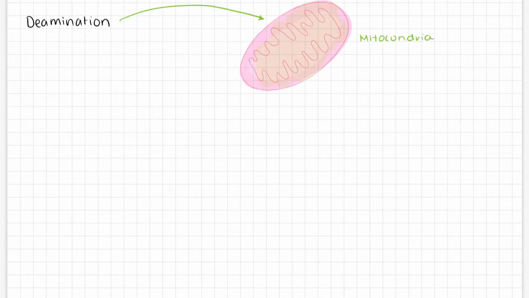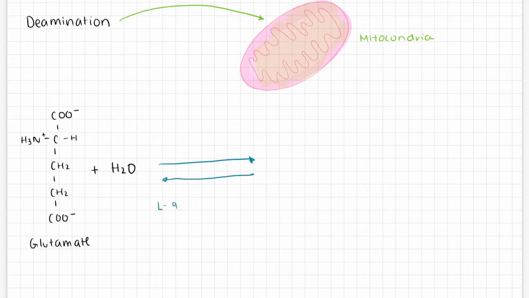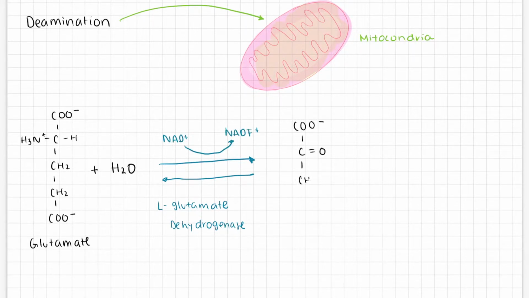Deamination reactions occur in the mitochondria and are catalyzed by an enzyme called L-glutamate dehydrogenase. This enzyme is the only one that uses NAD+ and NADP+ as an acceptor of reduction equivalents. The alpha-ketoglutarate formed from the amination of glutamate can be used in the citric acid cycle and in glucose synthesis.